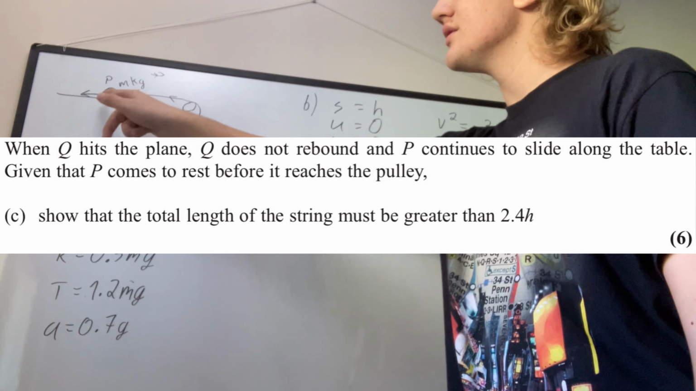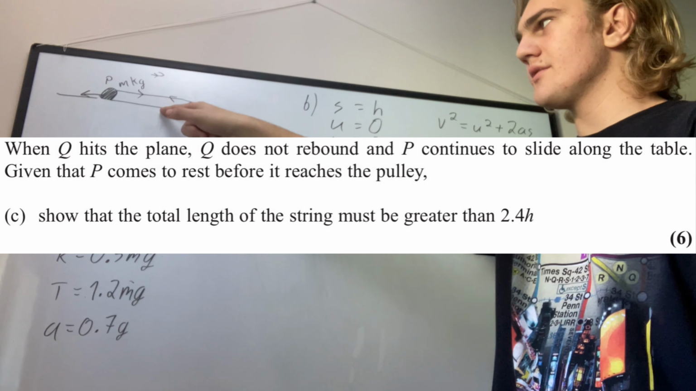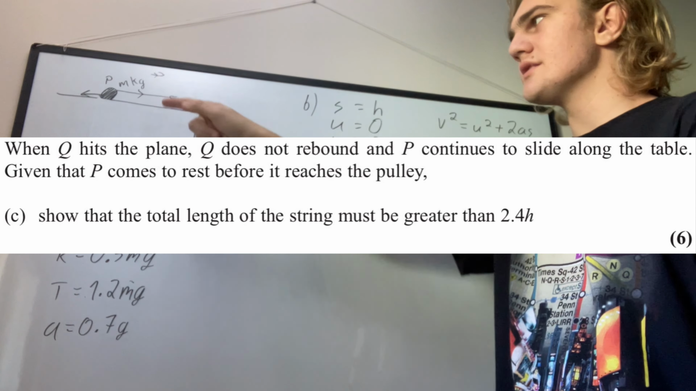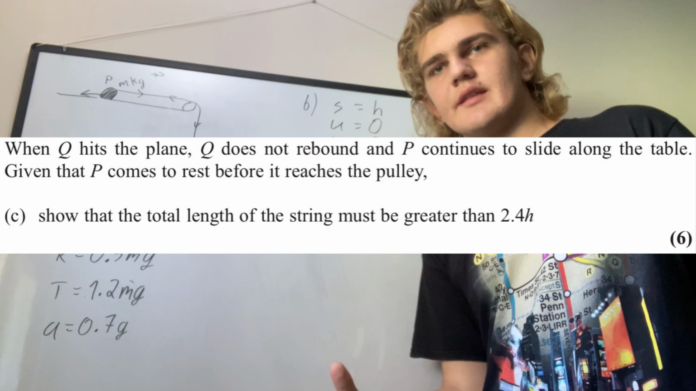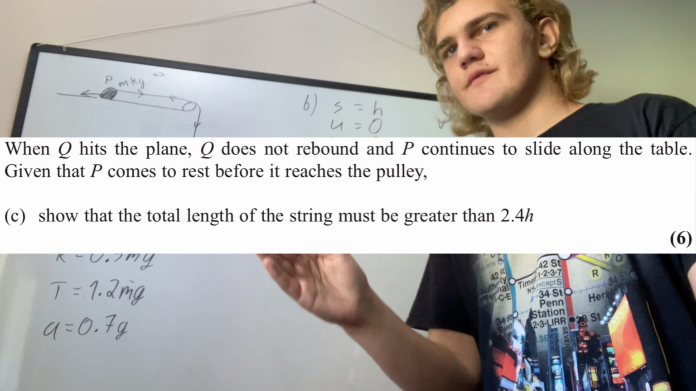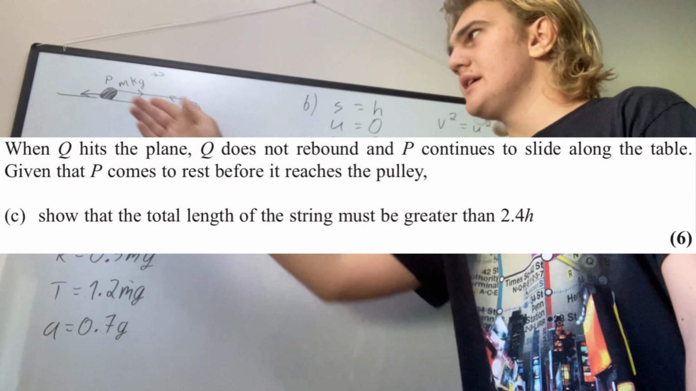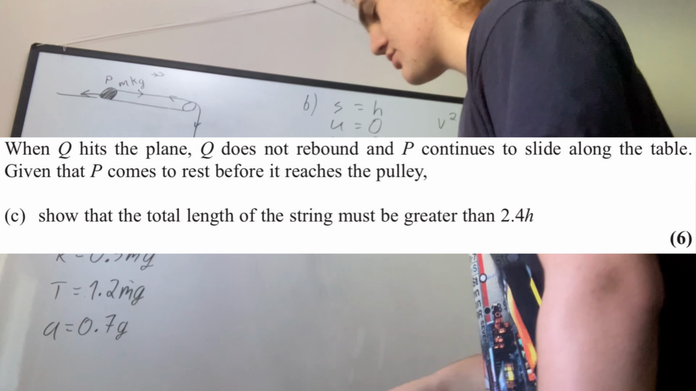So because P travels a certain distance and then decelerates a certain distance, they tell us it doesn't reach the pulley, which means that the string, whatever that distance is, has to be greater than that, or else it would have reached the pulley at that point. So it kind of immediately gives away, if you read the question properly, it tells you your final answer, the distance that P travels in total should be 2.4h. So now we can try and calculate that.